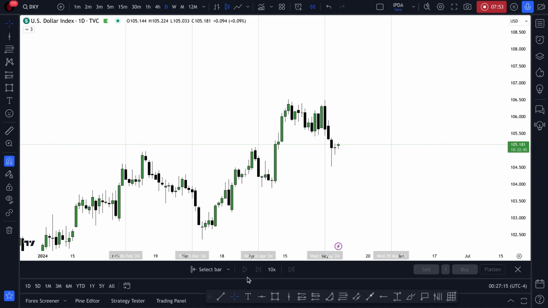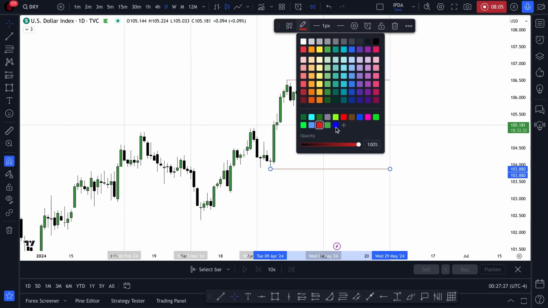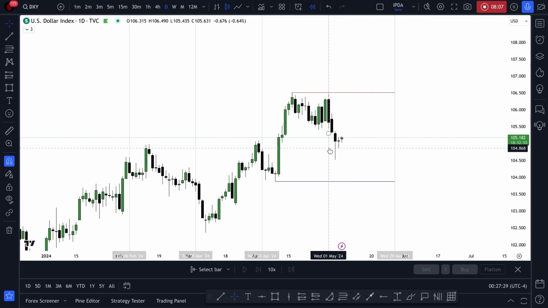If we take the IPDA levels, we would go with the highest high we have in the last 20 days here, and the lowest low we have in the last 20 days from the beginning of the month. Remember, the first official trading day where we're starting our IPDA look back here is May 1st on Wednesday, then looking back.